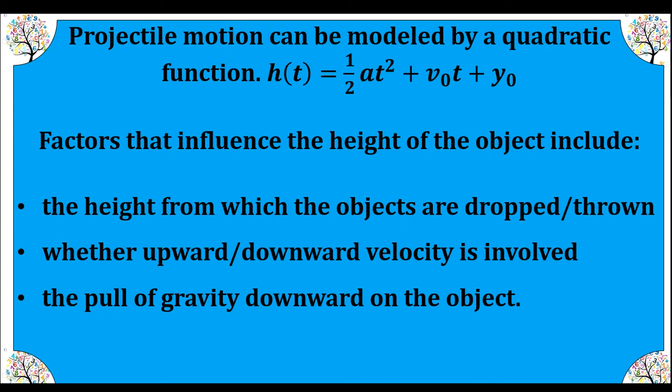Here are a few factors that influence the height of the object. The height from which the object is dropped or thrown, so where it originally starts, whether it's upward or downward, whether you're throwing it up or you're just dropping it, and then the pull of gravity.